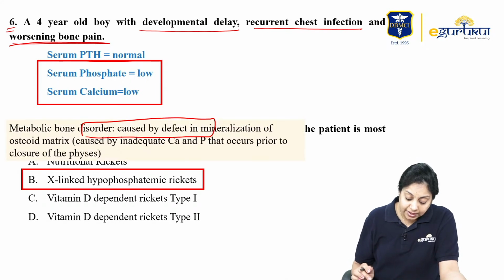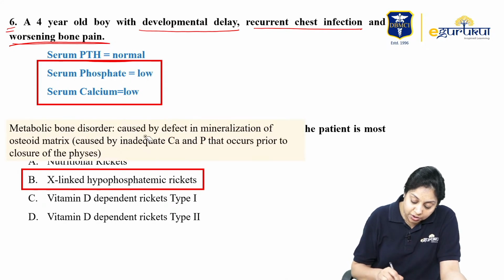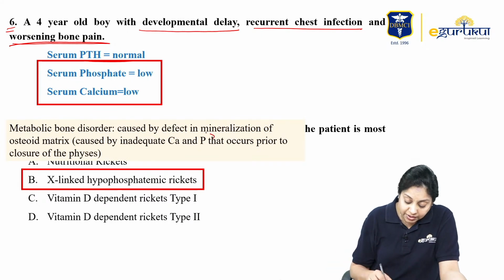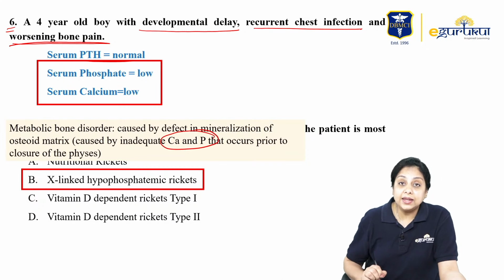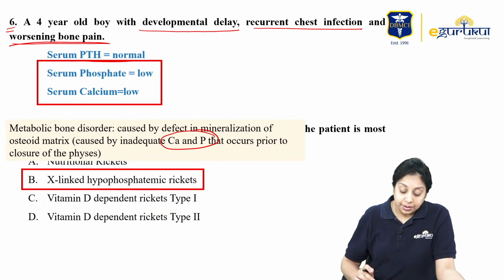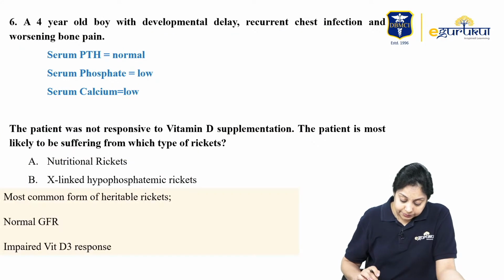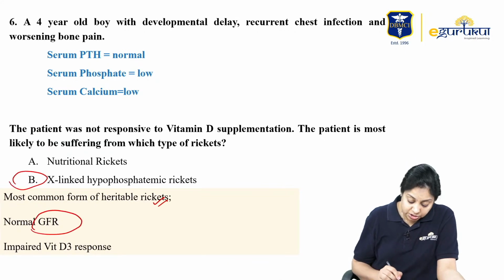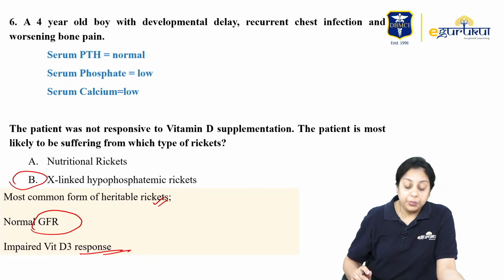What is rickets? Rickets is a metabolic bone disorder caused by defect in mineralization because there is not adequate calcium and phosphate available. So the answer to this is B. And this is the most common form of heritable rickets. This is the correct choice. In this, there is a normal glomerular filtration rate and there is impaired vitamin D3 response.